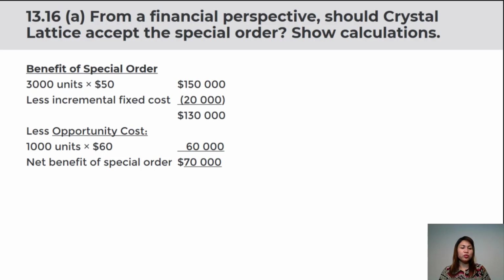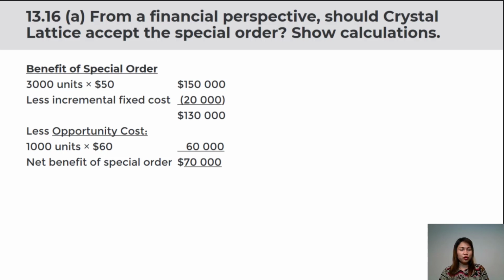Then we have to also take into consideration how much profit we will be missing out on from 1,000 units of mats that you usually sell to your regular customer. So 1,000 units times $60 equals 60,000. 130,000 minus 60,000 opportunity cost equals $70,000. So this is the net benefit of the special order.